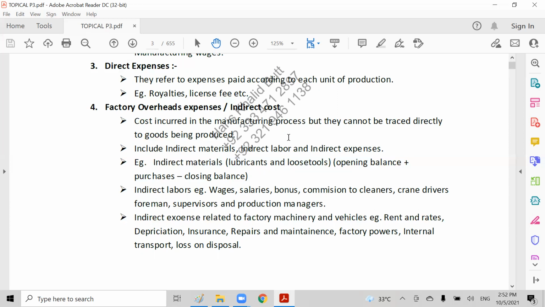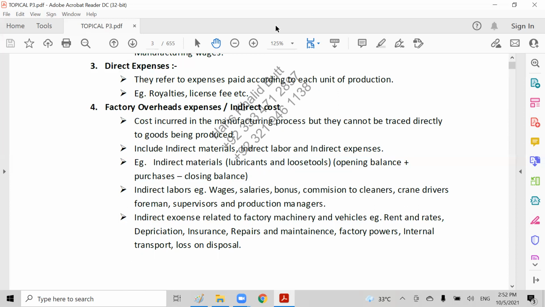Then comes indirect expenses related to factory machinery and vehicles, rent and rates, depreciation, insurance, repair and maintenance, factory power, internal transport, loss on disposal. These all come in factory overheads, and this is all indirect cost. Right? Any problem till here?